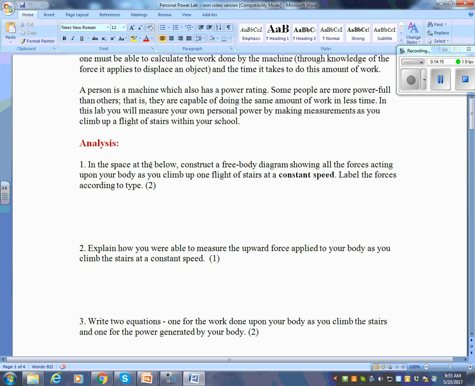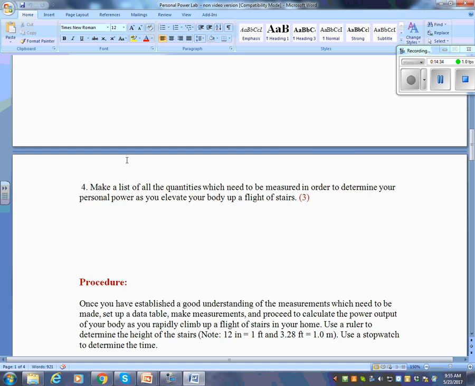Okay, so in the space below, construct a free body diagram showing all the forces acting upon your body to climb the stairs. Explain how you would measure the upward force. I've already sort of explained this, and if you're having trouble with some of the questions, by all means, when I return, I'll be happy to help you. Okay? So there's a little bit of pre-work done there.